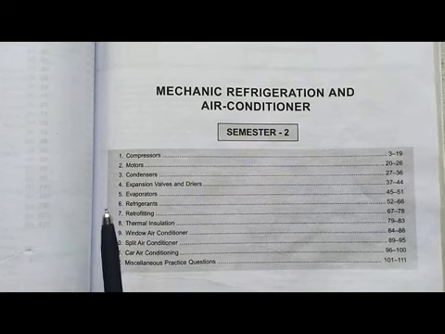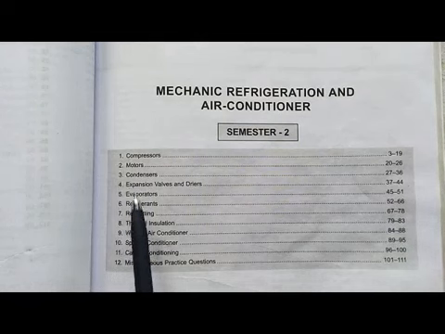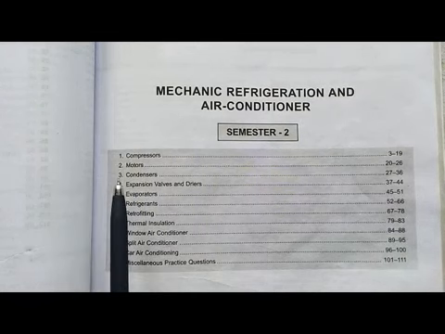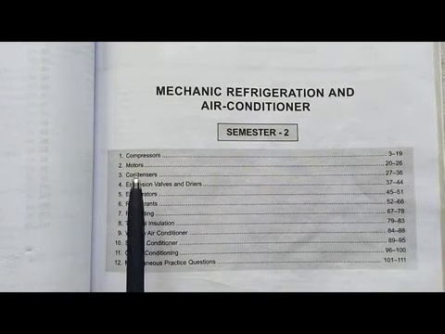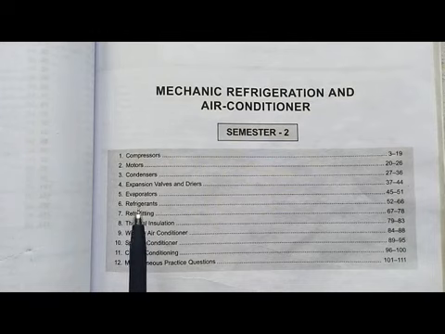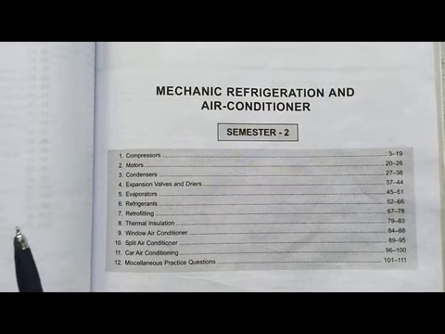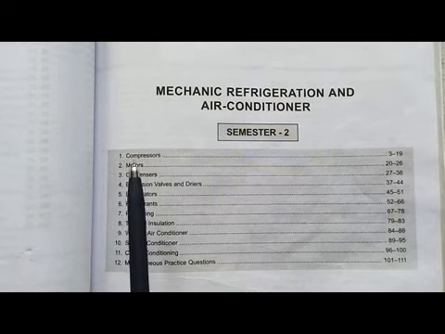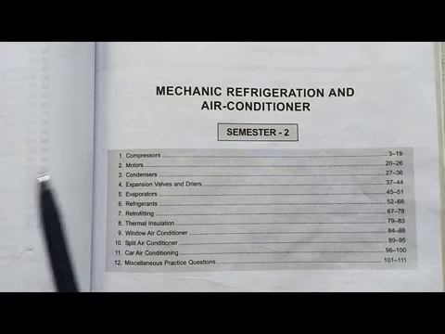So we will discuss one by one everything, and I will try to cover the most important parts of all the parts of a refrigerator, and I will complete everything as fast as possible, and these will be in short. So let's begin. The compressor.